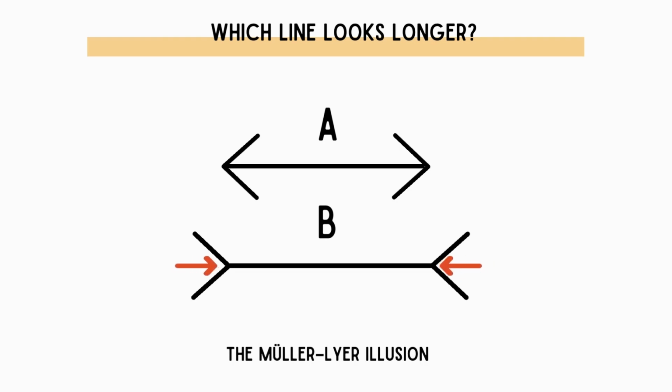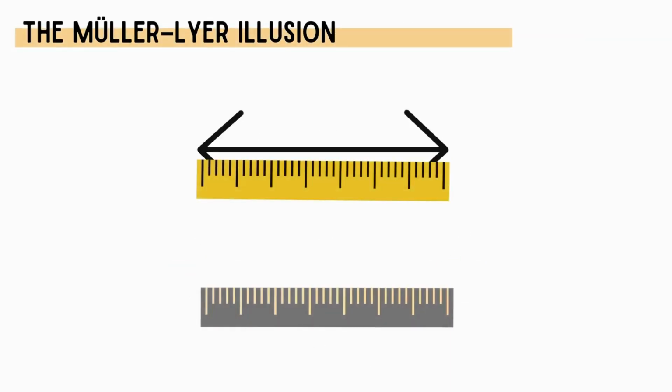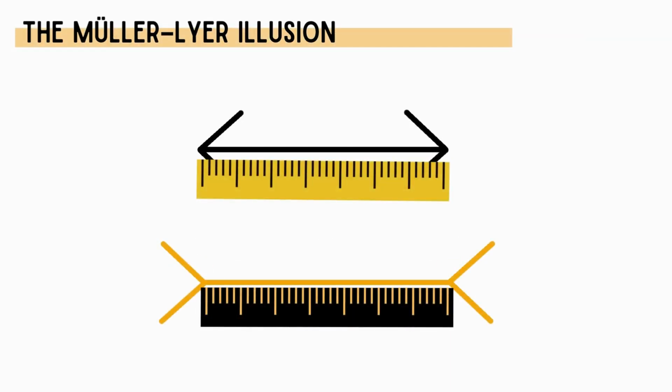Most people may say line B looks longer, simply because the points are facing in, rather than out. However, these lines are exactly the same length, which you'd see if you used a ruler to measure them. There's a reason why this occurs, which I will discuss in this presentation.